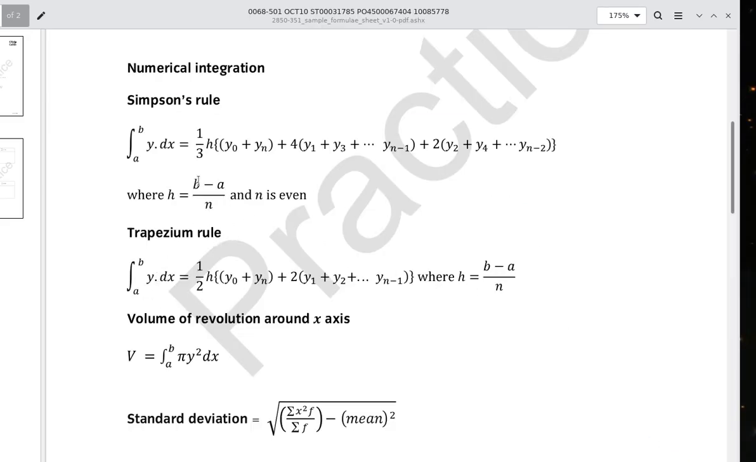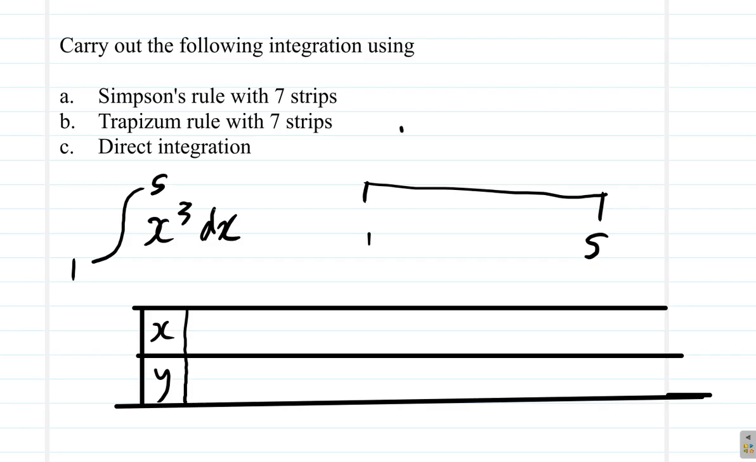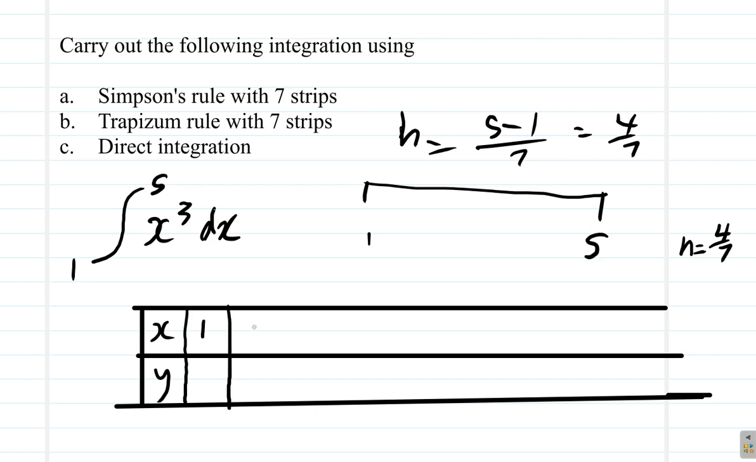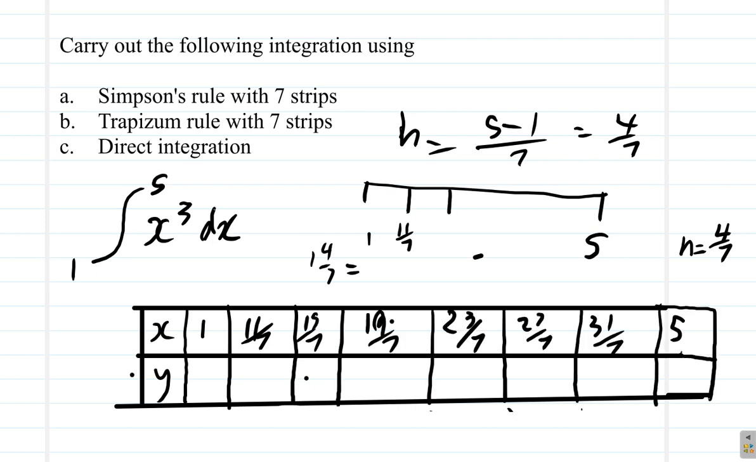You see this? b minus a divided by n. So h is equal to 5 minus 1 divided by 7. So you have 4/7. So h is 4/7. Alright? So we have 1. Then 1 plus 4/7 is going to be 1 and 4/7, which is 11 over 7. We have 11/7.